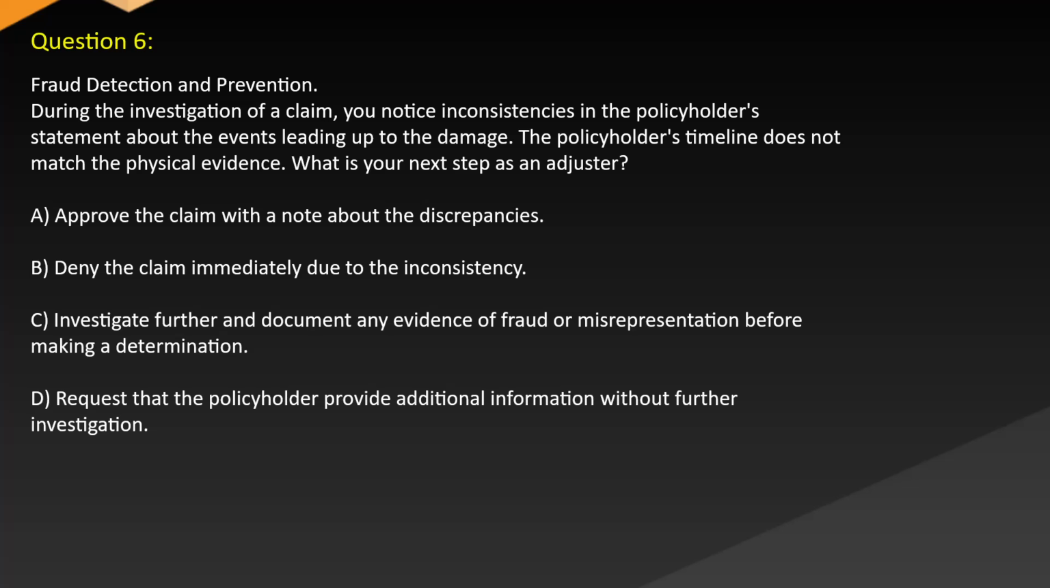Question 6. Fraud detection and prevention. During the investigation of a claim, you notice inconsistencies in the policyholder's statement about the events leading up to the damage. The policyholder's timeline does not match the physical evidence. What is your next step as an adjuster? A. Approve the claim with a note about the discrepancies. B. Deny the claim immediately due to the inconsistency. C. Investigate further and document any evidence of fraud or misrepresentation before making a determination. D. Request that the policyholder provide additional information without further investigation.